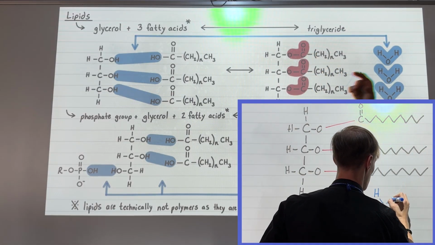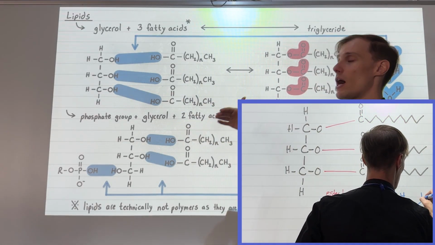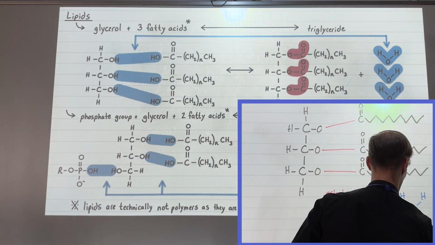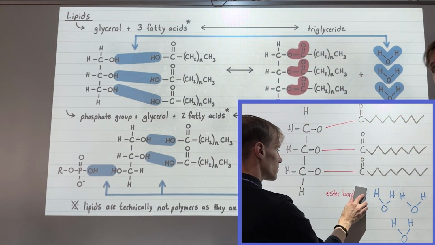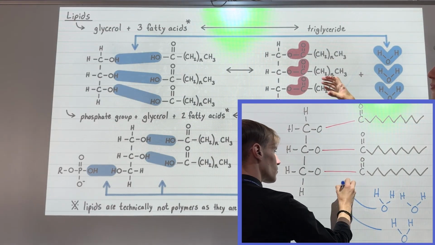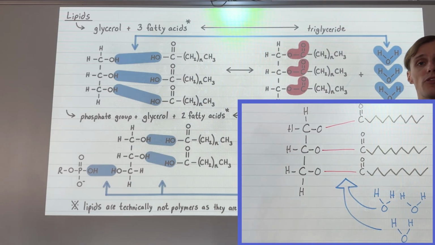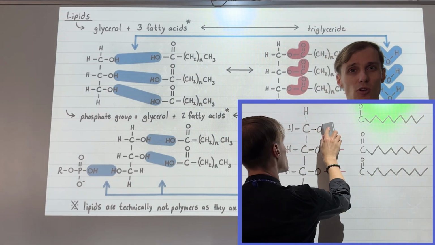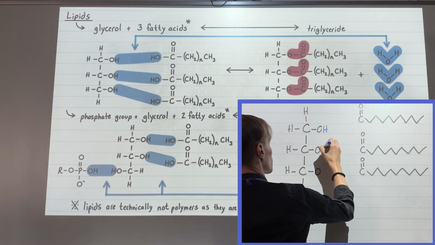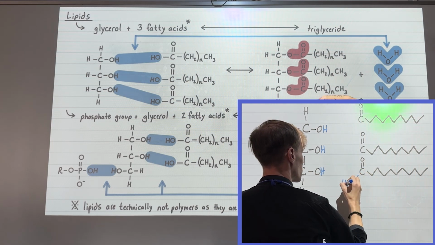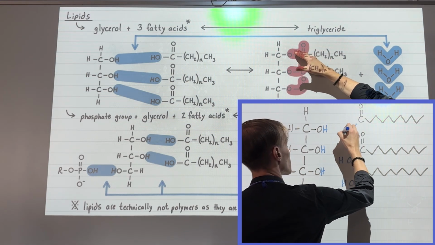So that means in order to build a single triglyceride, 3 water molecules would be formed as a result. And vice versa, if I were to fully break down a triglyceride into 3 fatty acids and a glycerol molecule, I would require 3 molecules of water to break each of these ester bonds that are formed.